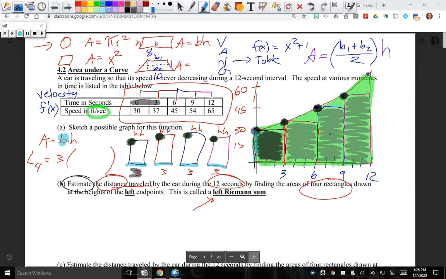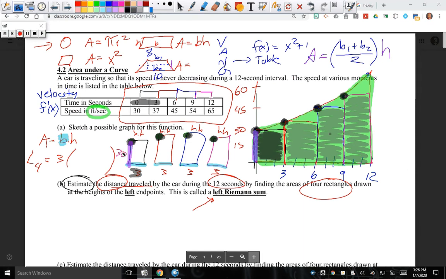Right here, because it's a left Riemann sum, we want to look at the left height. You with me? Not the right height. The right height is too big. And I'm only looking at the first rectangle. So the left height is going to be, anyone, what? 30.